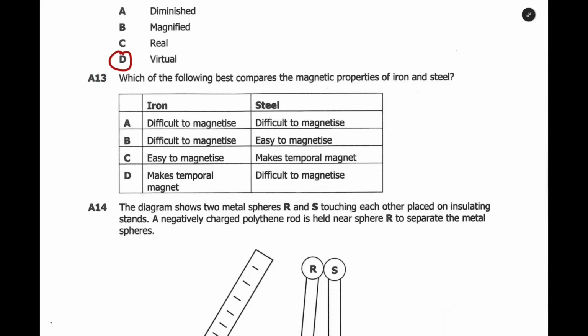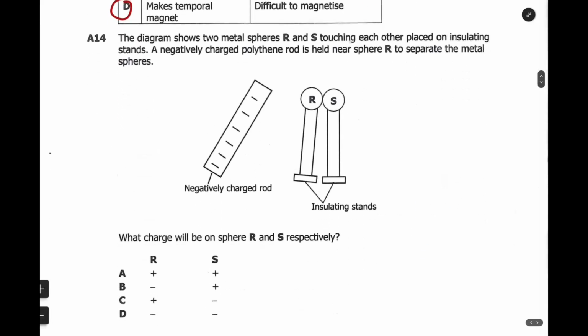And therefore here we are looking for iron easy to magnetize. So whatever has difficult, no. Difficult, no. Easy to magnetize, yes. Let us look at the other one. This one does not form a temporary magnet, it forms a permanent magnet. This leaves us with the answer D. So it makes a temporary magnet, difficult to magnetize. The answer is D.